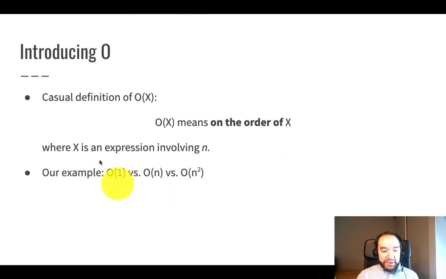So in our example, we had big O of 1. That was everyone writes 1 text or everyone writes 2 texts, on the order of a constant number of texts. We had big O of n, the linear scaling, and we had big O of n squared, the quadratic scaling.